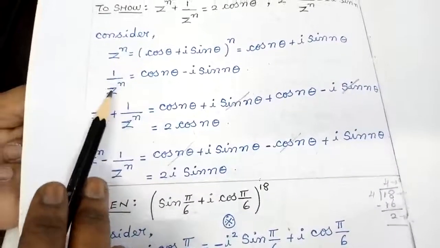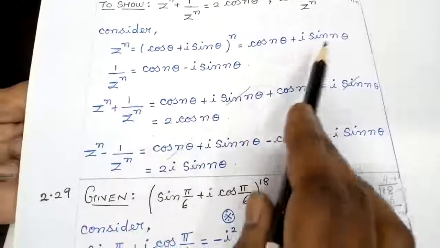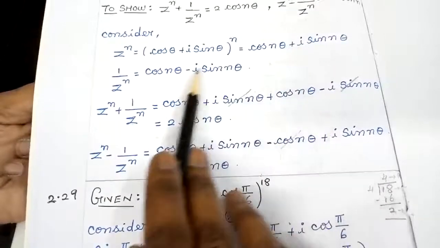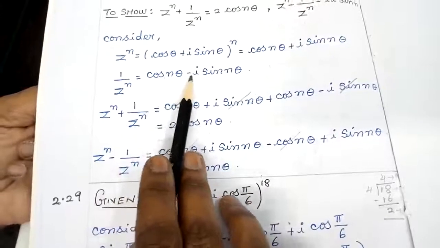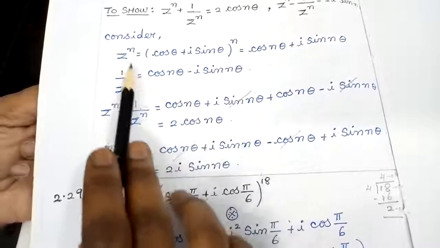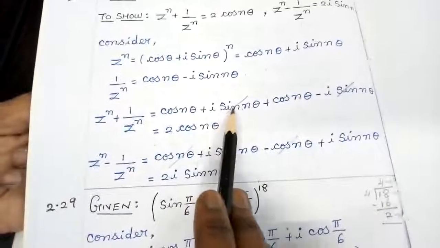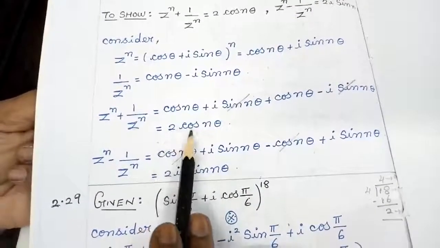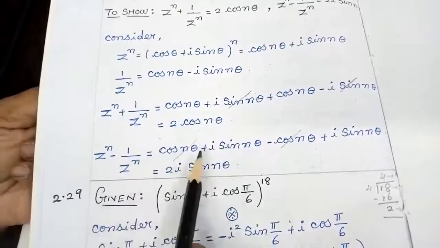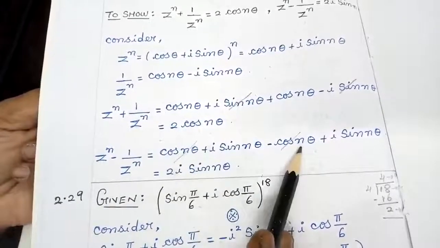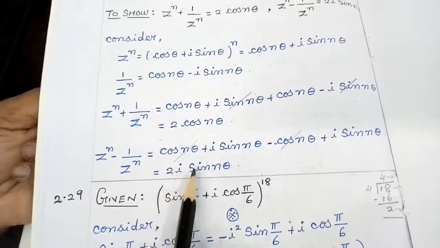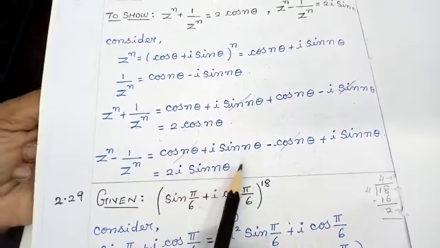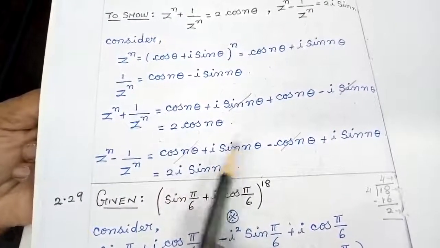Coming to 1 divided by z to the power n, instead of positive, you just change the sign: cos n theta minus i sin n theta. So when I am adding these two values, the i sin n theta terms, plus and minus, get cancelled. So your answer is going to be 2 cos n theta. Similarly, when you are subtracting, cos n theta, positive and negative, gets cancelled. The remaining value is going to be 2i sin n theta. So this is based on the property. Only if you understand the property can you do this calculation very easily, students.